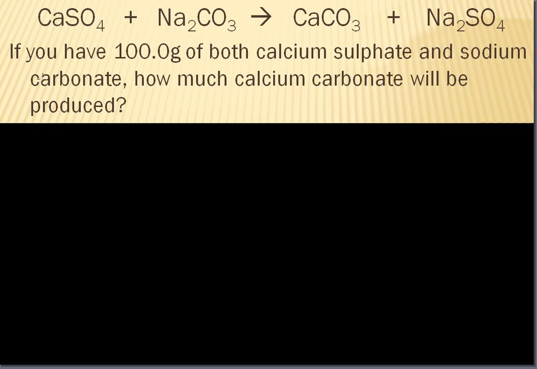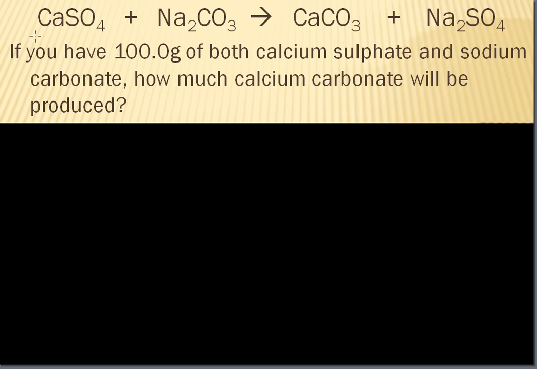Calcium sulfate combined with sodium carbonate produces calcium carbonate and sodium sulfate. And the question says, if you have 100 grams of both calcium sulfate and sodium carbonate, how much calcium carbonate will be produced? Well, if you remember back to the example from yesterday with the sandwich, the salami was the limiting reagent because we ran out of it first. So what we need to figure out is which of these is the limiting reagent. Now, if you remember last day, we actually figured out it was calcium sulfate, but I'm going to walk through how we did that again.